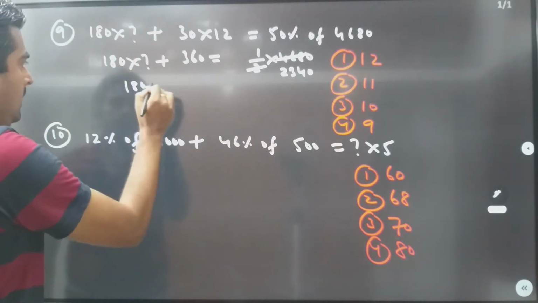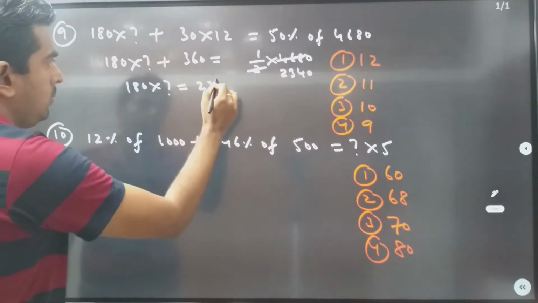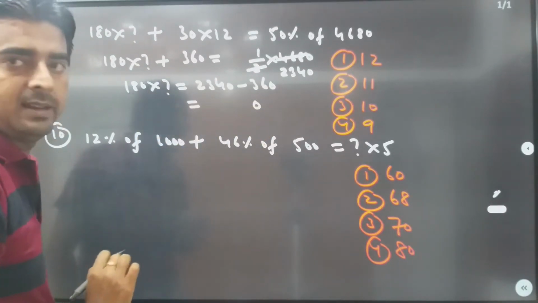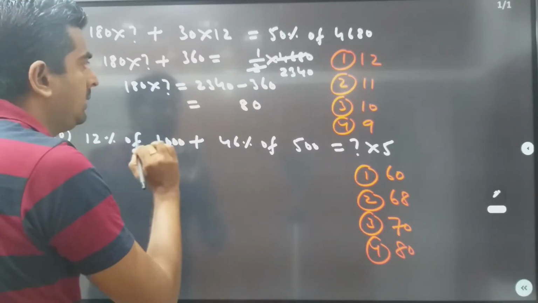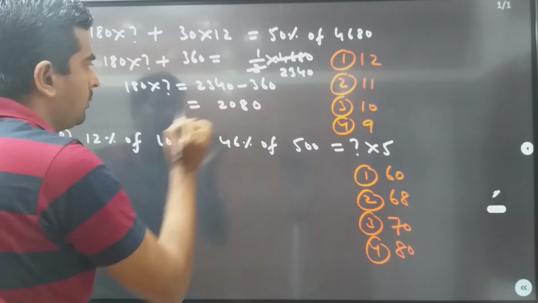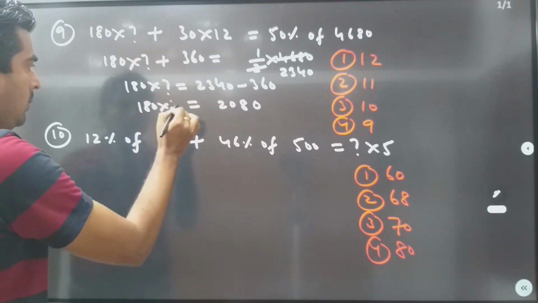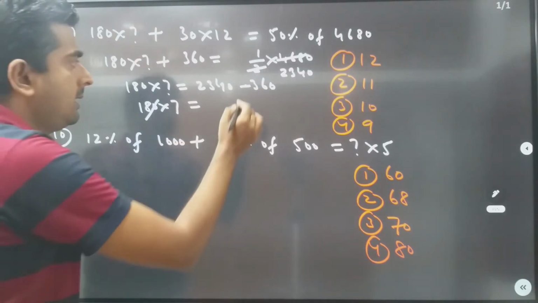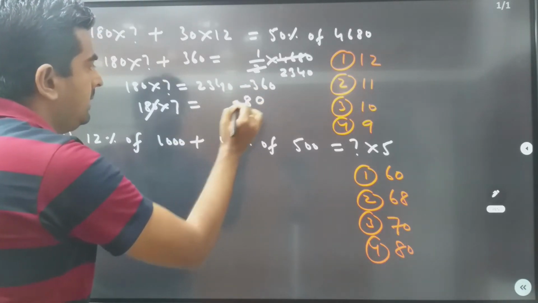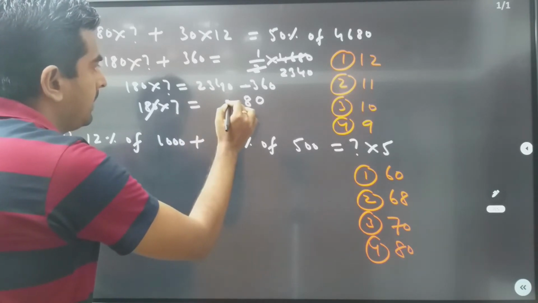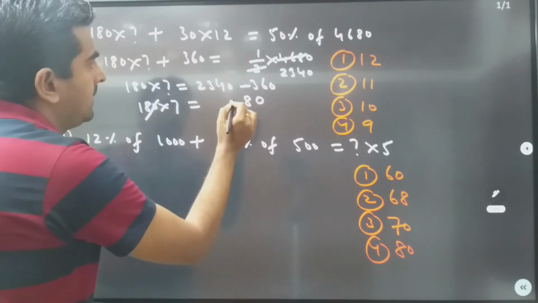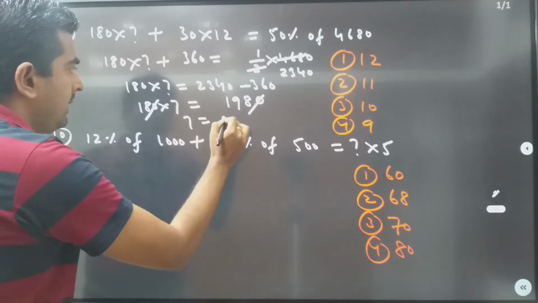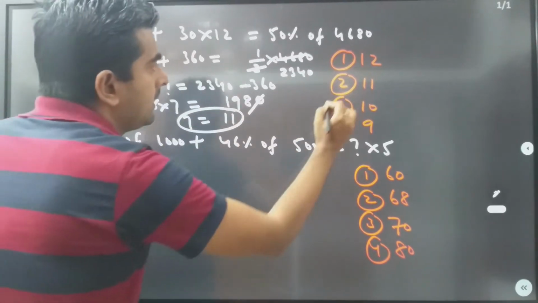So 180 into question mark is equal to 2340 minus 360. 0 minus 0, 0. 14 minus 6 is 8. 22 minus 3, sorry, this is 90. This is 180 into question mark, right? Okay, so 0 0 will go. 18 question mark is equal to 18 ones are 18, 18 ones are. So my answer is 11.